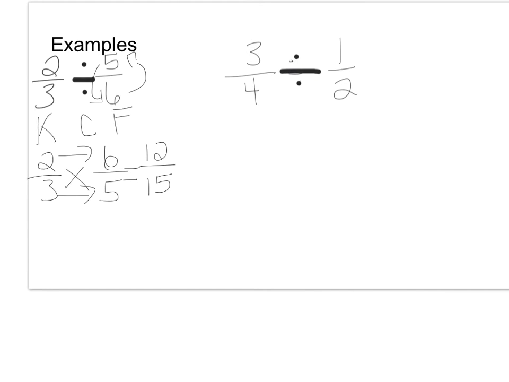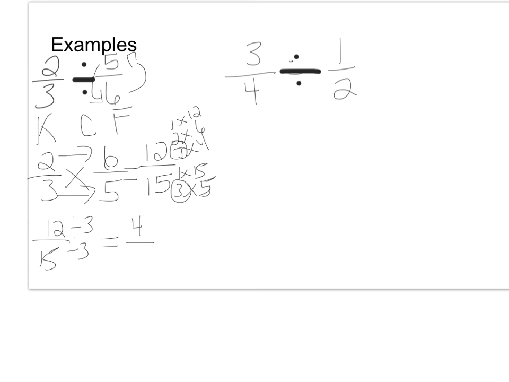Okay, we will need to simplify. Let's look at our factors. The factors of 12 are 1 times 12, 2 times 6, 3 times 4. Our factors of 15 are 1 times 15 and 3 times 5. So besides 1, they have a factor of 3, so we can divide them both by 3. 3 can go into 12 4 times, and 3 can go into 15 5 times. So our final answer would be 4/5.